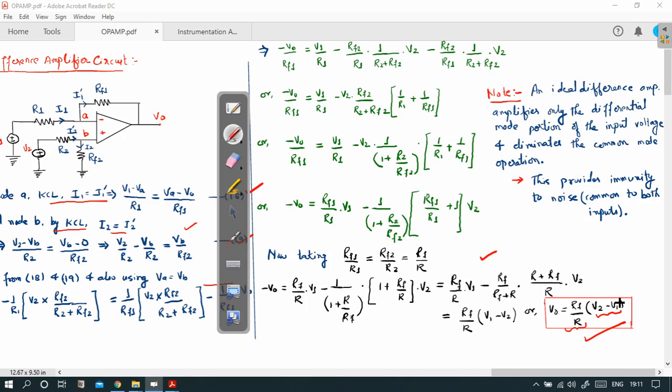Suppose V1 is, let's say, 10 millivolt and V2 is 50 millivolt. So it becomes 50 minus 10, that is 40 millivolt. Now you want to amplify this 40 millivolt signal, and let's say the power supplies are, just for this case, plus minus 10 volt.